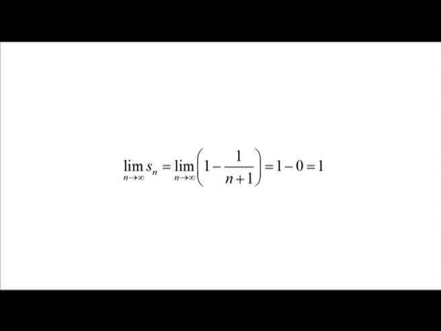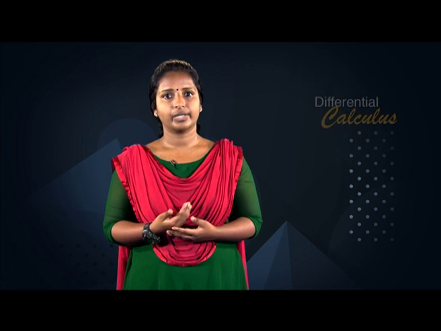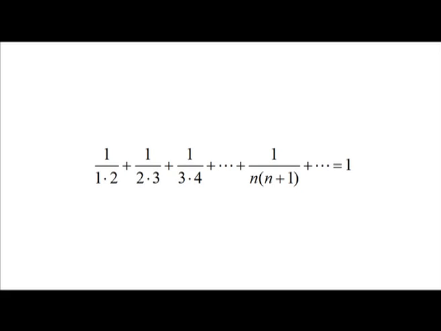Hence, the limit of S_n as n approaches infinity is the limit of 1 − 1/(n+1) as n approaches infinity, which is equal to 1 − 0 = 1. Since the sequence of partial sums converges to 1, the series also converges to 1. Hence, we can write 1/(1·2) + 1/(2·3) + 1/(3·4) + etc. + 1/(n(n+1)) + etc. = 1.